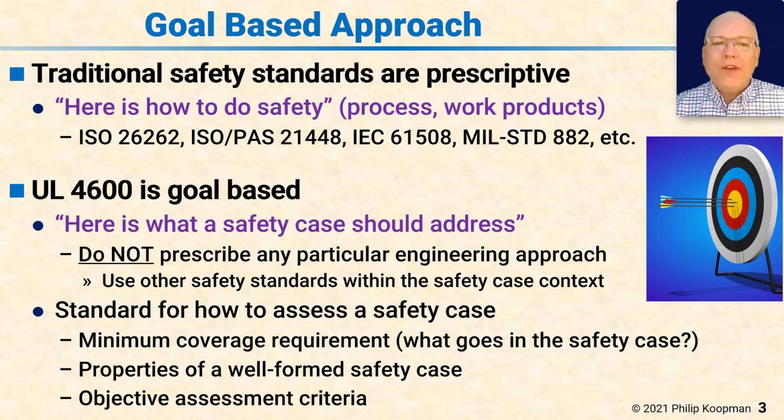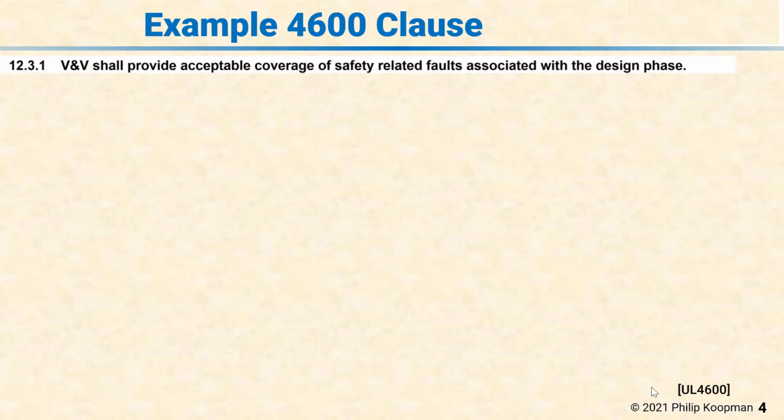That makes 4600 a standard on how to assess a safety case. In other words, what the minimum coverage requirement is to have a complete enough safety case, although probably you want to do more depending on your system. The properties of a well-formed safety case, such as making sure that all the evidence traces up to goals and the other way around, and independent assessment criteria so that an independent person can come in and know that your safety case is well-formed. Let's dive right in and take a look at a little piece of the 4600 standard.